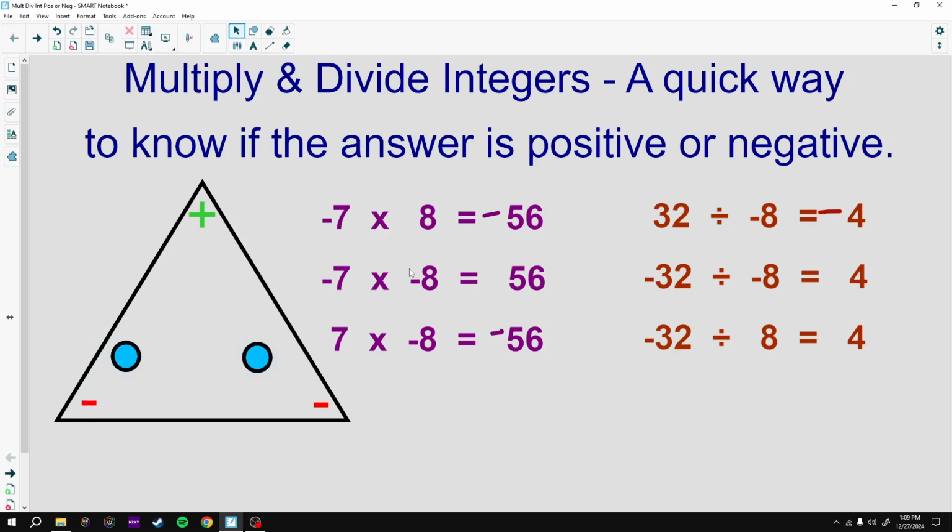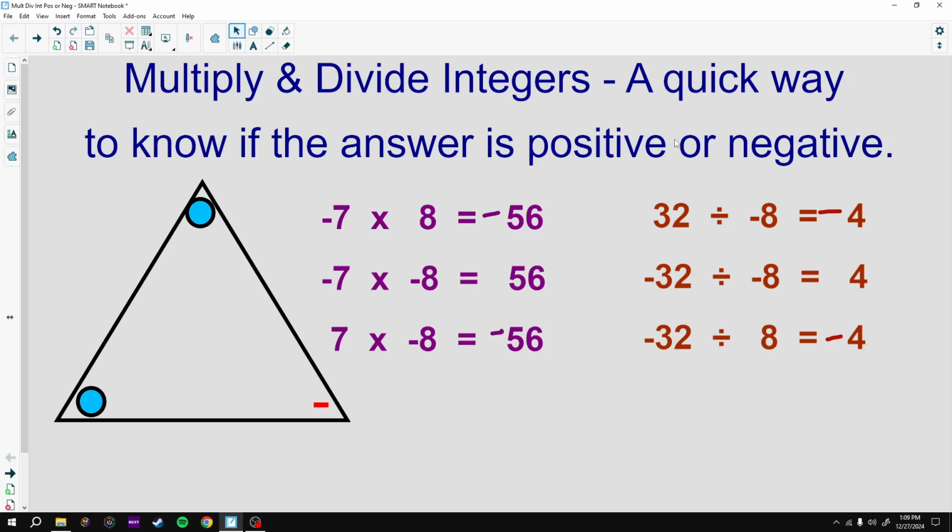We're almost there. Last problem is a negative 32. Okay, cover up a negative sign. Divided by a positive 8. Cover up the positive sign. And once again, we can see a negative sign left over, meaning that negative 32 divided by positive 8 is negative 4.